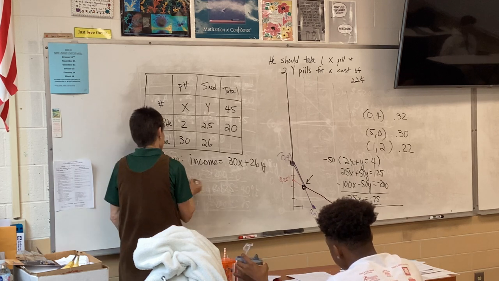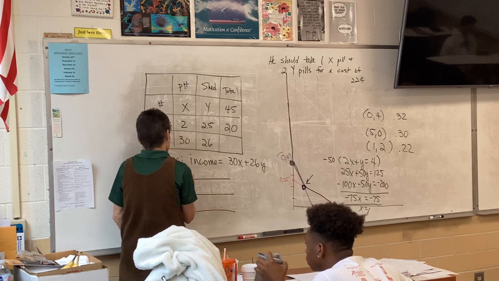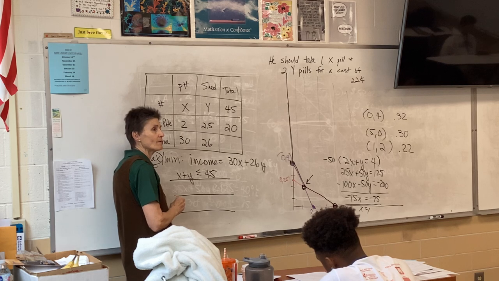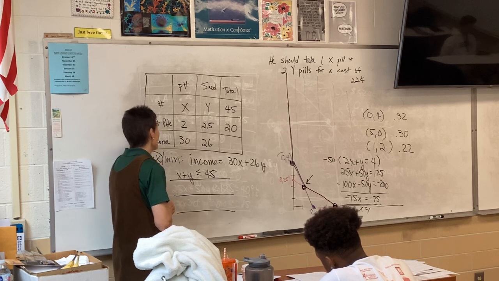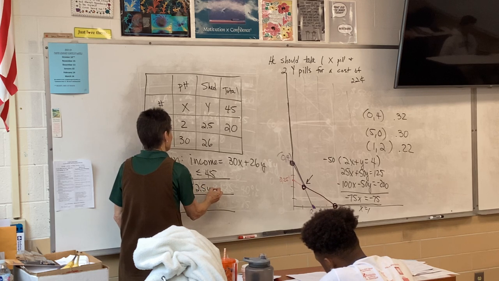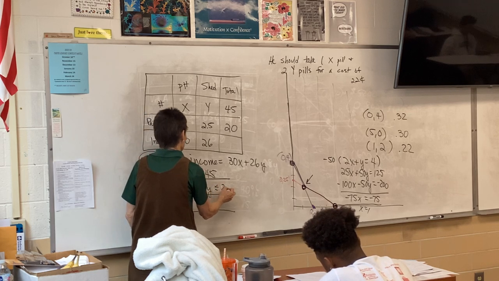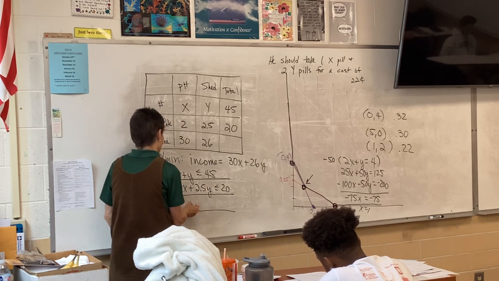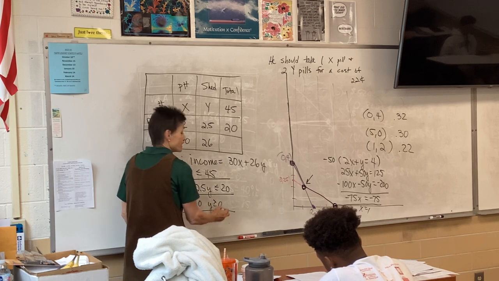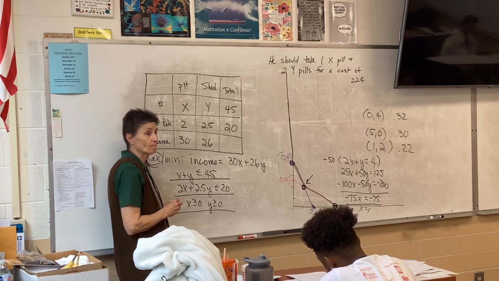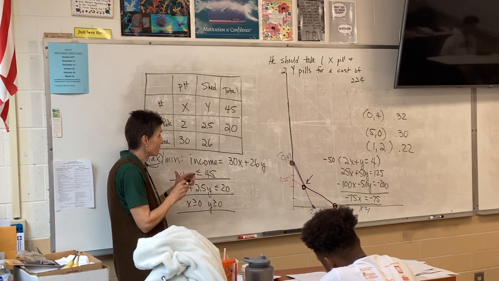What are my constraints? X plus Y is less than or equal to 45. Everybody agree with the less than or equal part of that? Because you can't go more than 45. All right, what else? 2X plus 2.5Y less than or equal to 20, because he's only got 20 days to get it done. And playhouses and sheds are not negative. So there are constraints. All right, I'm going to stop there.